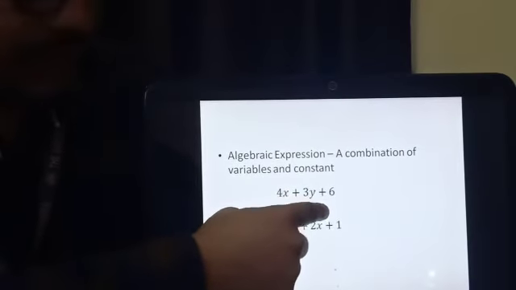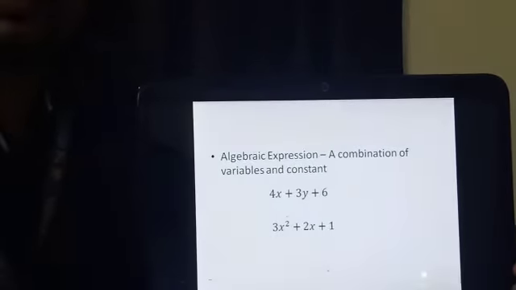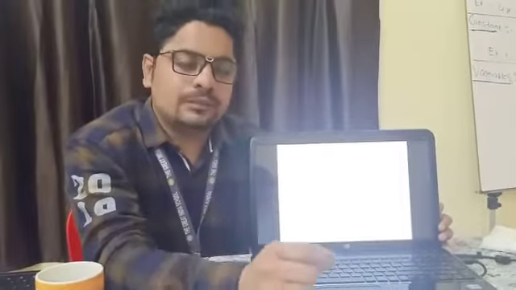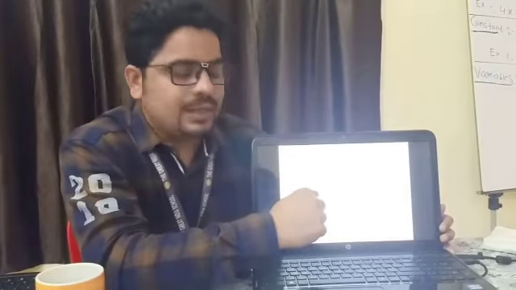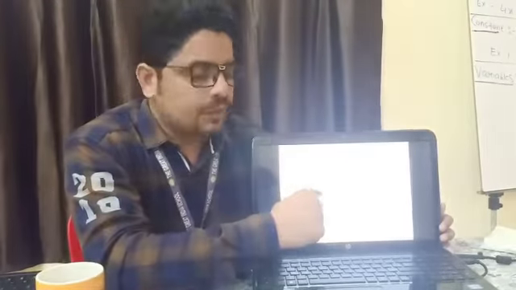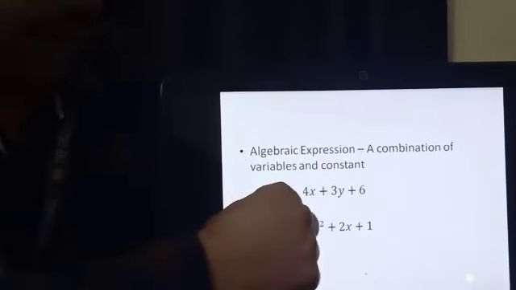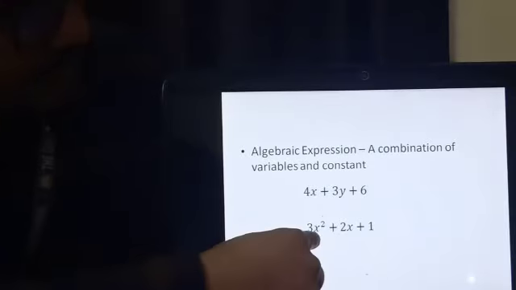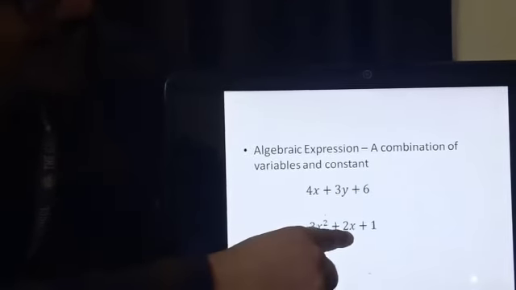So what have we learned? We have learned that a polynomial is an algebraic expression consisting of a number of terms. And every term has a variable and a coefficient. What are coefficients? Coefficients are nothing but the multipliers of the variable. Okay, let's see an example here. 3x square plus 2x plus 1. What is the first term? 3x square. What is the second term?